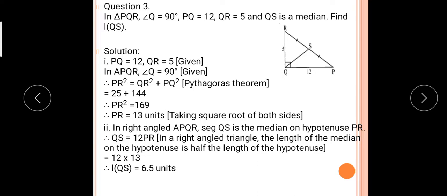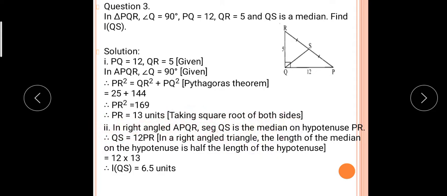This is given. So in triangle PQR, Q is equal to 90 degrees. Therefore, by the Pythagoras theorem, we can write PR square is equal to QR square plus PQ square. Therefore 25 plus 144, you will get 169, and therefore taking the square root of both sides, side PR is equal to 13 units.